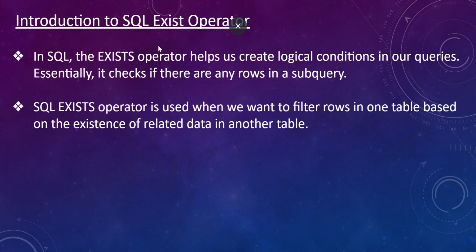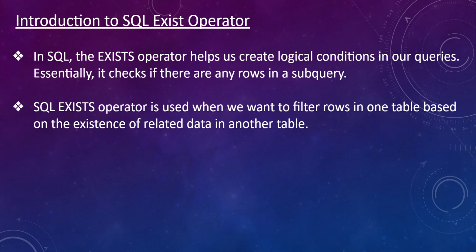In SQL, the exist operator helps us create logical conditions in our queries. Essentially, it checks if there are any rows in a subquery. The SQL exist operator is used when we want to filter rows in one table based on the existence of related data in another table. We will use a subquery when we use the exist operator. So if the subquery returns at least one row, the exist operator evaluates to true, otherwise it evaluates to false.